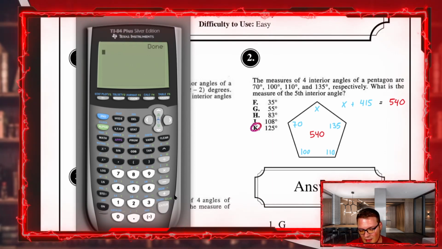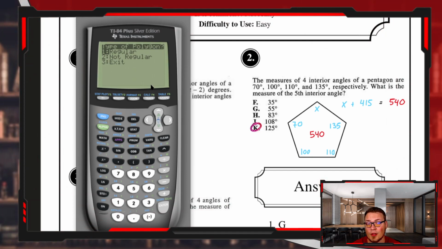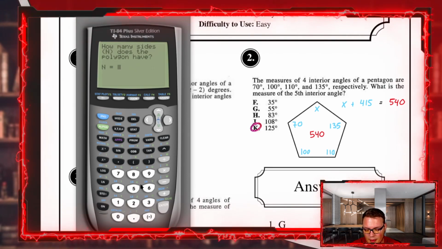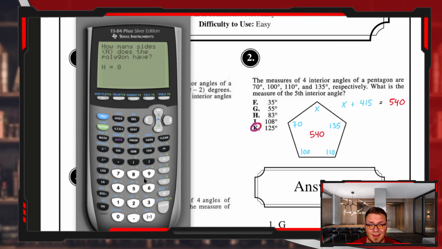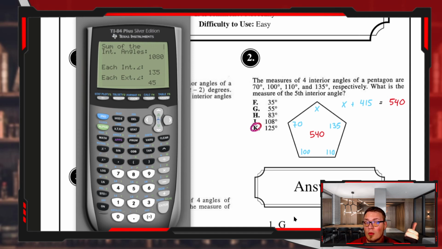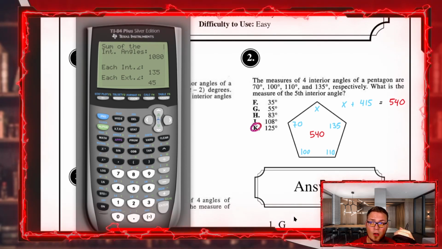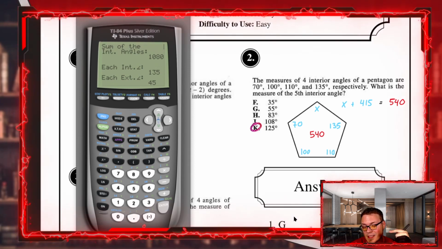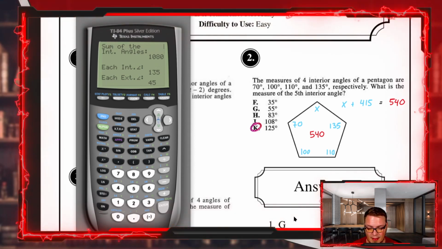Now, let's just say that I did have a regular shape, like maybe a regular octagon, an 8-sided shape. If I have a regular octagon, they're going to say, how many sides do you have? It's 8, it's an octagon. And then when I hit enter, it will give me the total number of degrees on the interior, which is 1080. It will also give me each interior angle and each exterior angle.